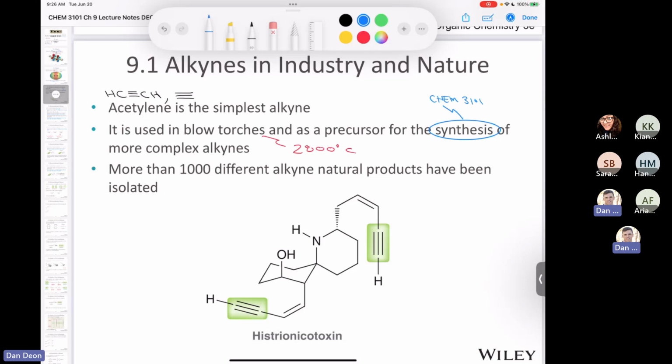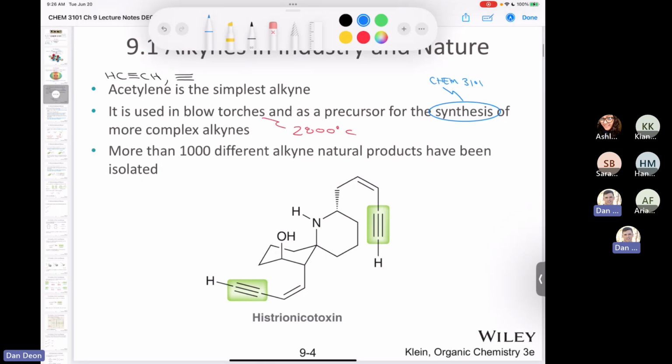There are more than 1,000 different alkyne-containing natural products that have been isolated, not nearly as many as alkenes. One of them is this interesting molecule here. This is histrionicotoxin. This is the poison that poison dart frogs excrete, and then they rub the tip of the arrow in the poison and shoot their prey. Anyhow, I'm not really going to ask you anything about histrionicotoxin, but you can see that it does have 2 alkynes in it, so 2 of those functional groups.